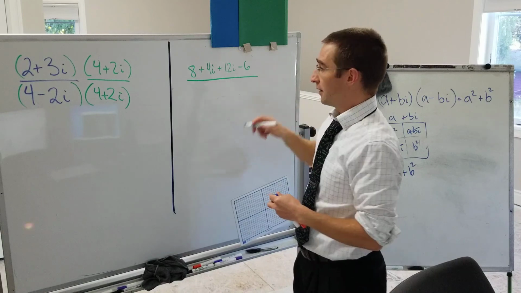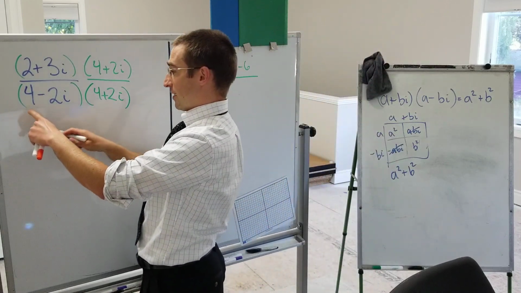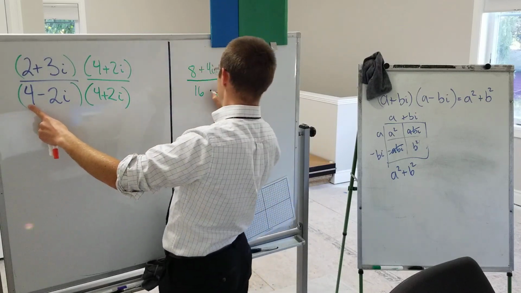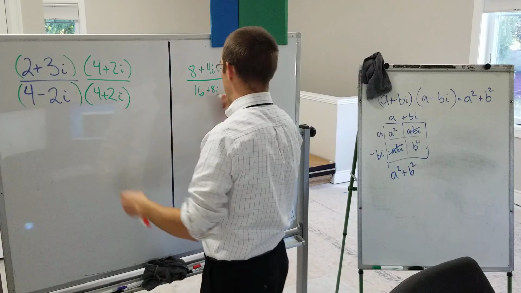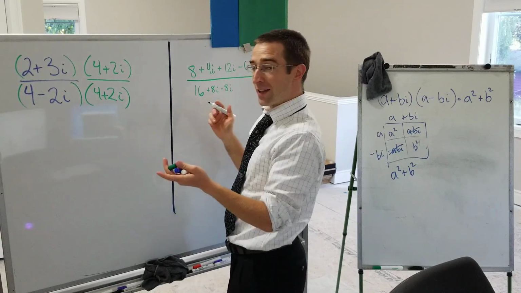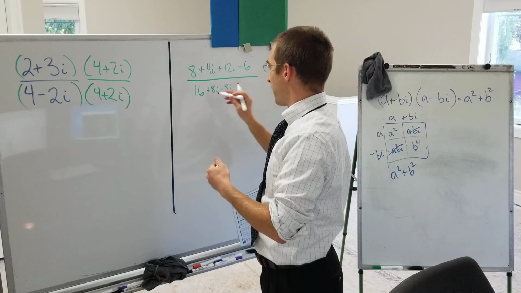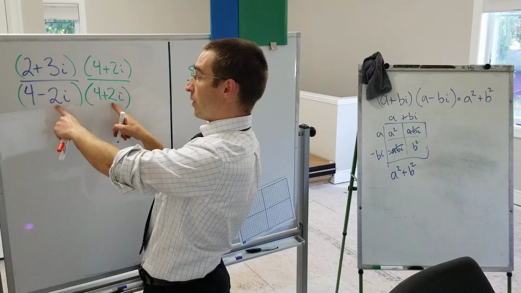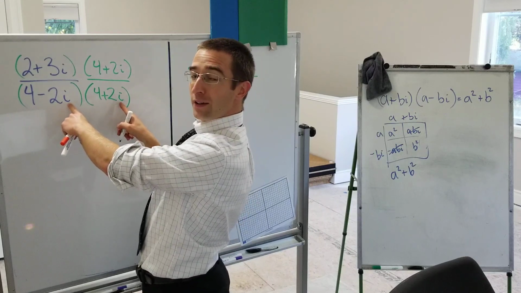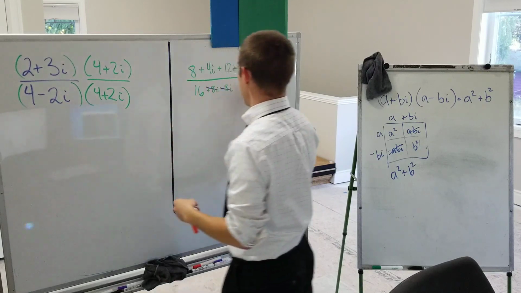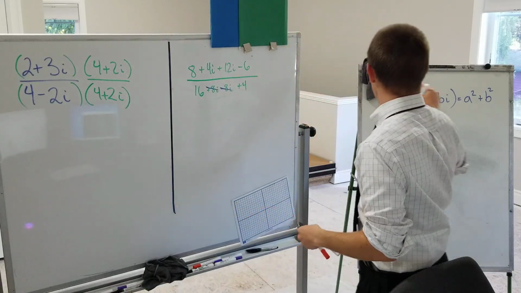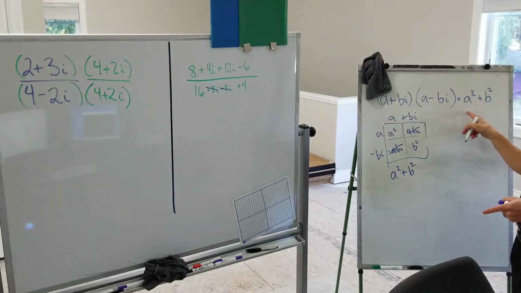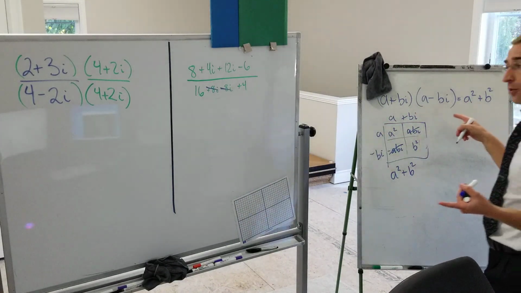All right, and then 4 times 4 is 16. Here I'm going to get an 8i. Here I'm going to get a negative 8i. Those cancel like we expected. And then here I get a negative 2 times a 2 is negative 4. i times i is negative 1. Negative 1 times negative 4 is 4, so plus 4. And we could have used this shortcut: 4 times 4 is 16, a squared, 16. b squared, 2 times 2 is 4, 16 and 4, right?